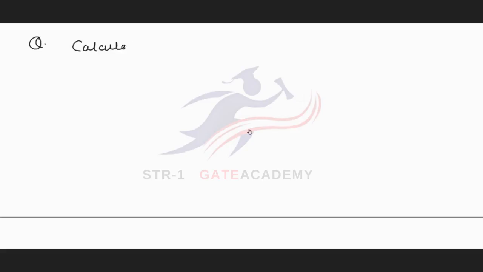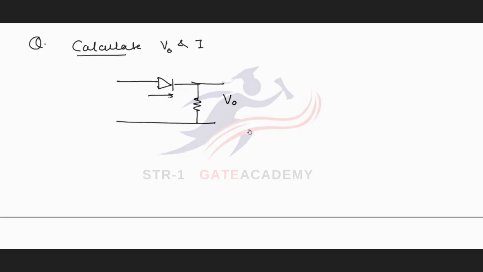Calculate V naught and I. This is V naught and this is the current I. The applied voltage is 30 volts. In this problem, we are not given any specification about the diode, the material is not mentioned, and no forward drop is mentioned. So we will consider the diode as ideal.